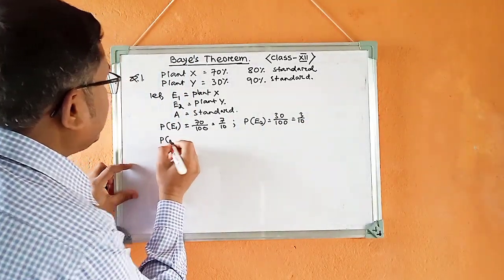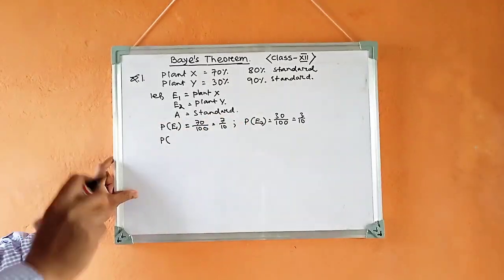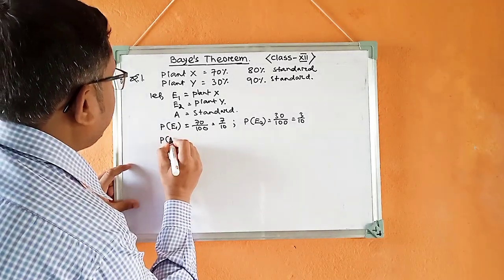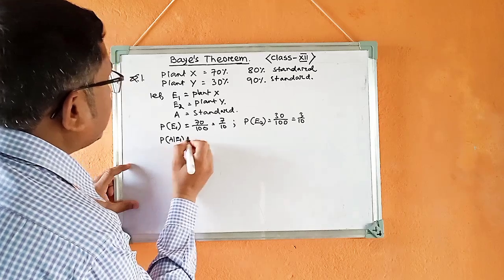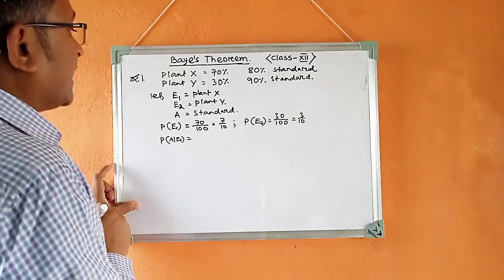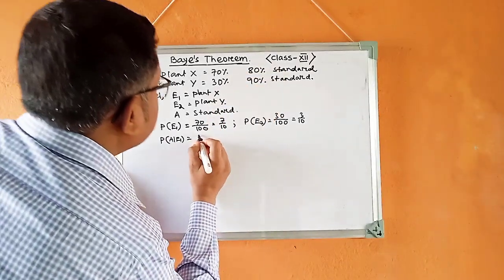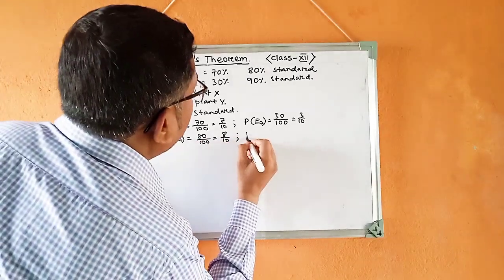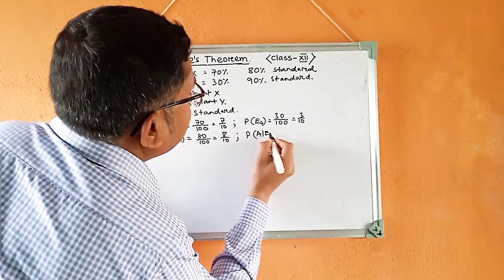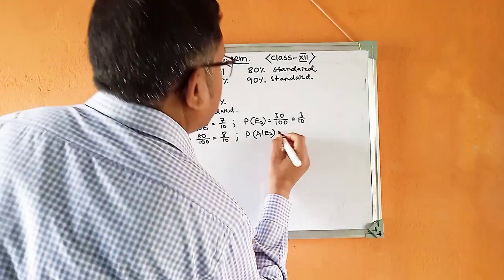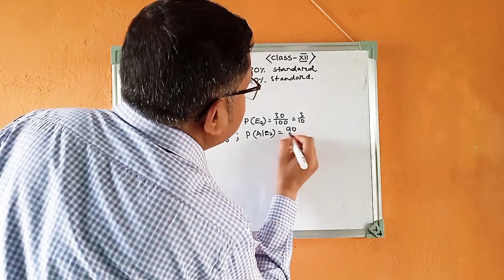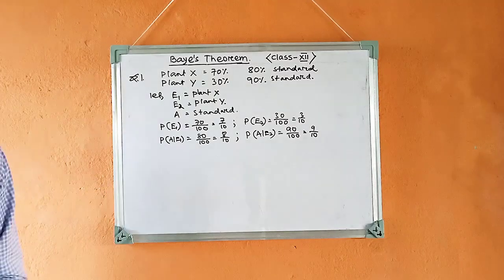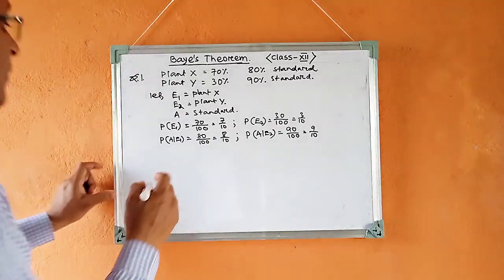Now listen, E1 and E2 are mutually exclusive and exhaustive events. Then P(A|E1): a standard car chosen from plant X, that is 80%, so 80 divided by 100, that is 8 by 10. Now P(A|E2) is equal to 90 divided by 100, that is 9 by 10.